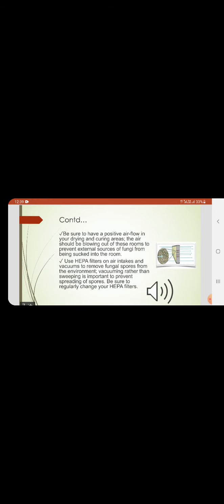Be sure to have a positive airflow in your drying and curing areas. The air should be blowing out of these rooms to prevent external sources of fungi from being sucked into the room. Use HEPA filters on air intake and vacuum to remove fungal spores from the environment. Vacuuming rather than sweeping is important to prevent spreading of spores. Be sure to regularly change your HEPA filters.